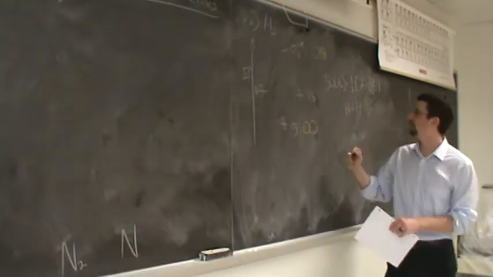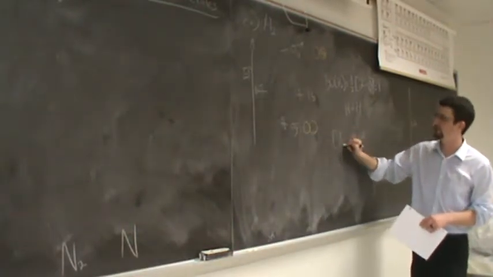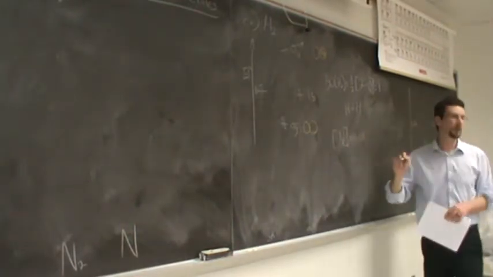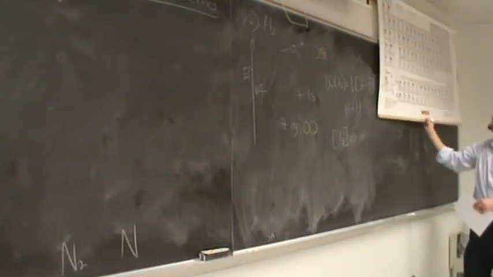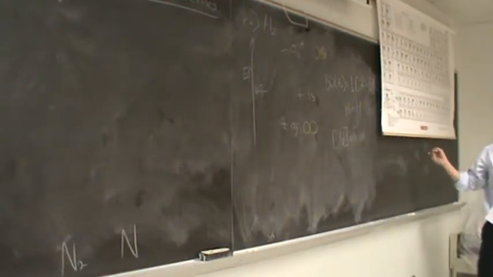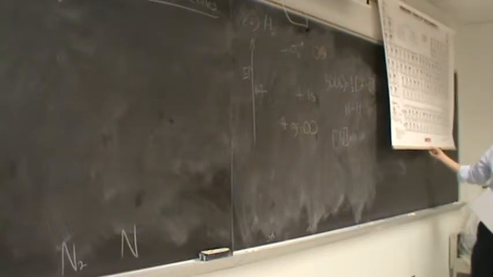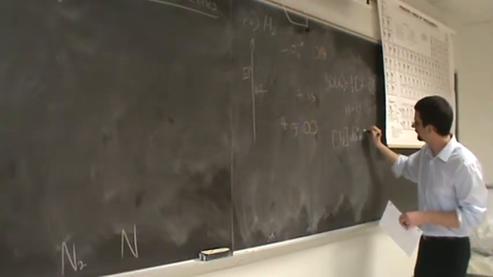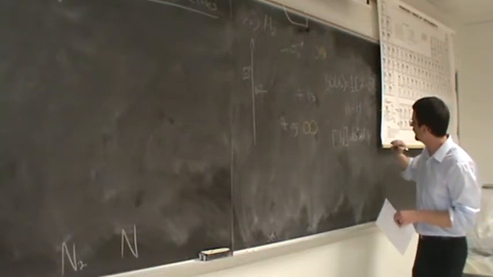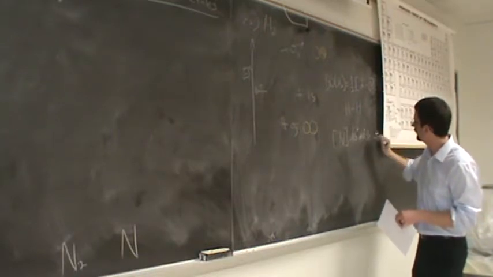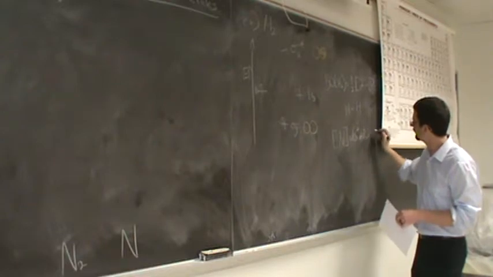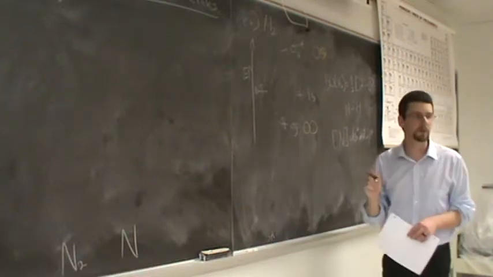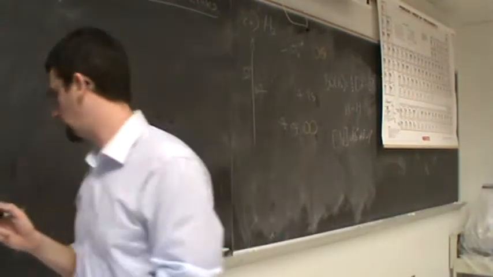If we think back to the electron configuration for nitrogen, what's it going to be? 1s2, 2s2, 2p3. There we go. Okay, so let's draw those out.